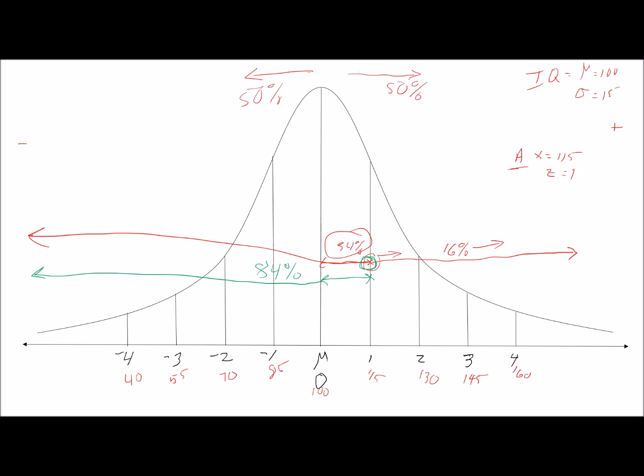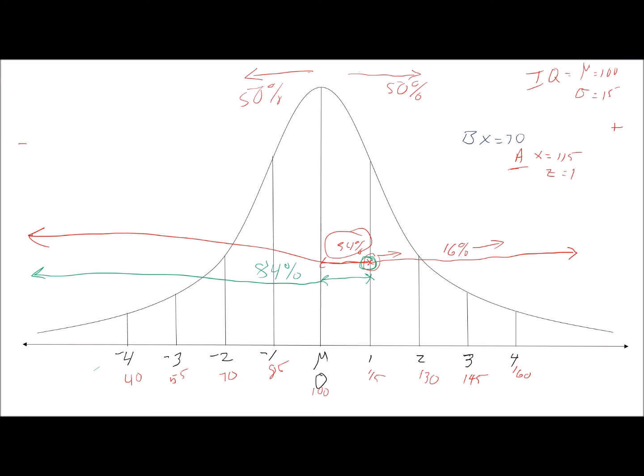Now let's take a look at it from the other side. I'm going to change the color again. Oops. Let's change the color. Let's make it a darker purple looking blue. Now let's say we have another person. This is person B, and their raw score for IQ was a 70.